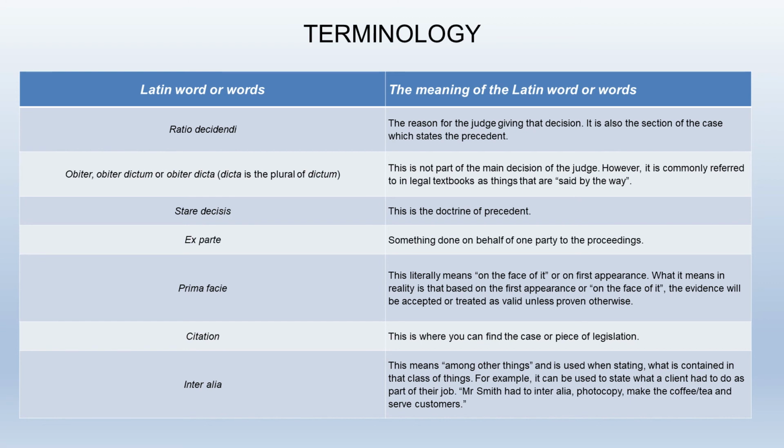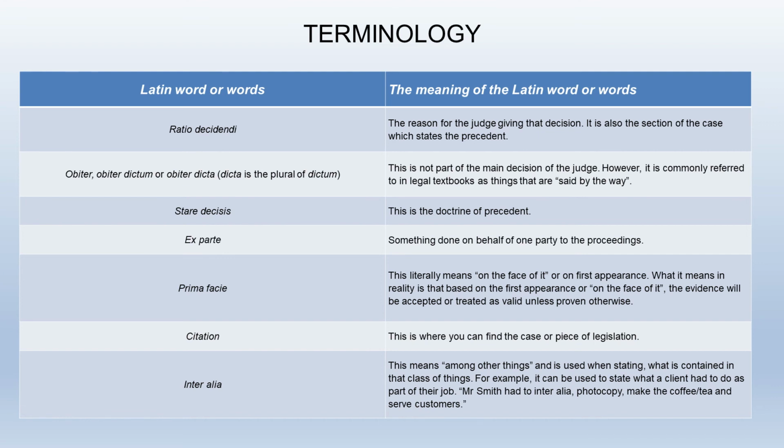Now, this is not part of the main decision given by the judge. However, it is commonly referred to in legal textbooks as things that are said by the way. Now, sometimes there are interesting points made here by the judge, so they can be quite useful. For example, your legal assignments. Number 3 is stare decisis. Now, this is the doctrine of precedent.